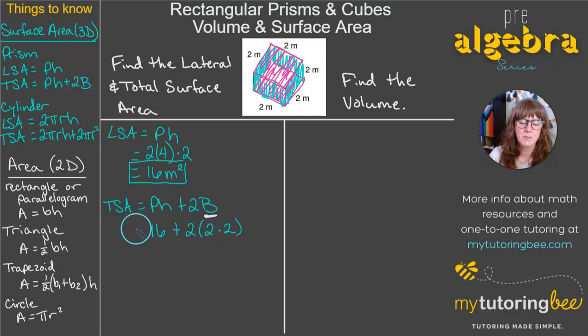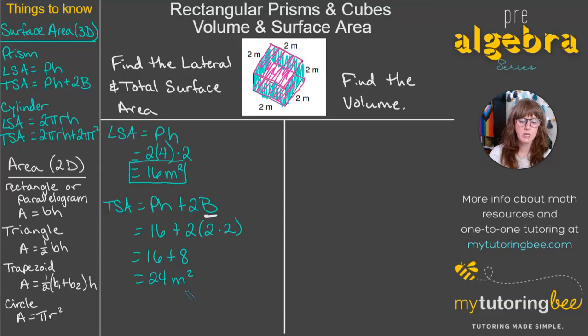Okay, so let's go ahead and calculate that. So 2 times 2 times 2, that gives us 8. And then 16 plus 8 gives us 24. So again, we have meters squared because this is the area of the surfaces of this shape. So our total surface area is 24 meters squared.